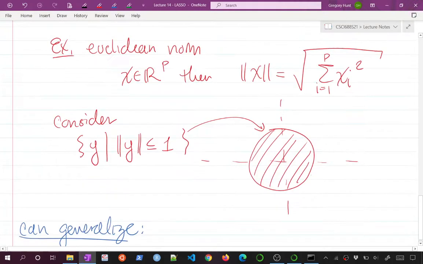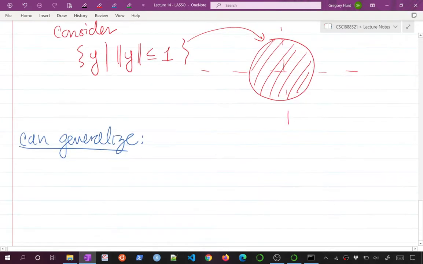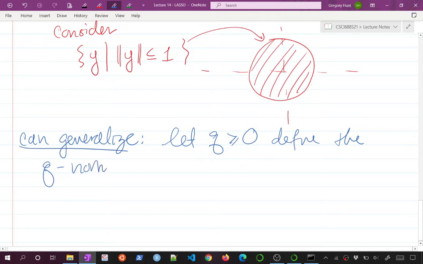And one easy way we can generalize is we have a 2 here, and a square root, and we could change that to something else. So let's say q is some positive number, or let's say greater than or equal to 0. We could define the, let's say, q norm as norm of x, and we'll put a little subscript q here to note it's the q norm.